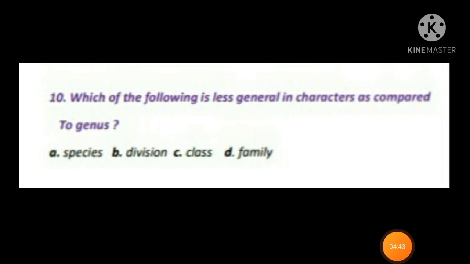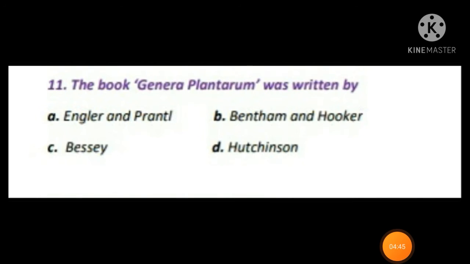Next question, 11th one. The book Genera Plantarum was written by A, Engler and Prantl. B, Bentham and Hooker. C, Bessey. D, Hutchinson.